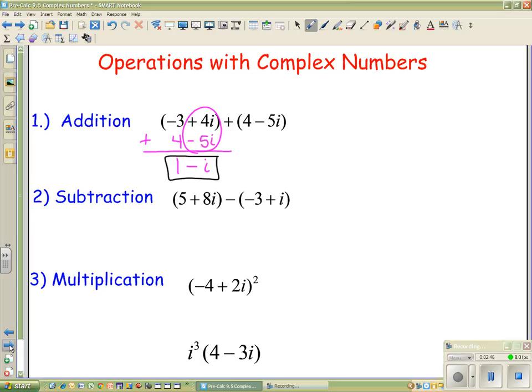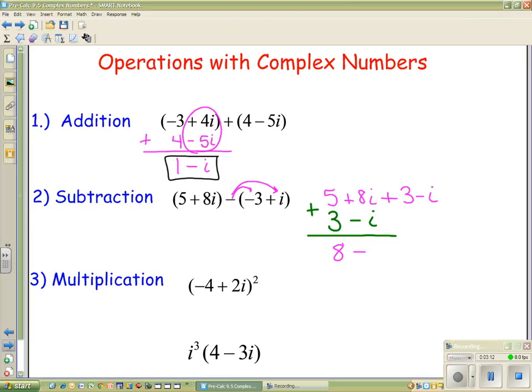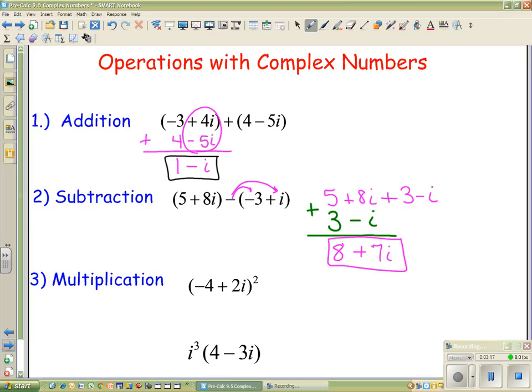Subtraction, I am going to distribute my negative. So that gives me 5 plus 8i plus 3 minus i. I'm going to line up the second imaginary number, and then I can just add these two together since I had already distributed the negative. Adding them together, I get 8 plus 7i, final answer.